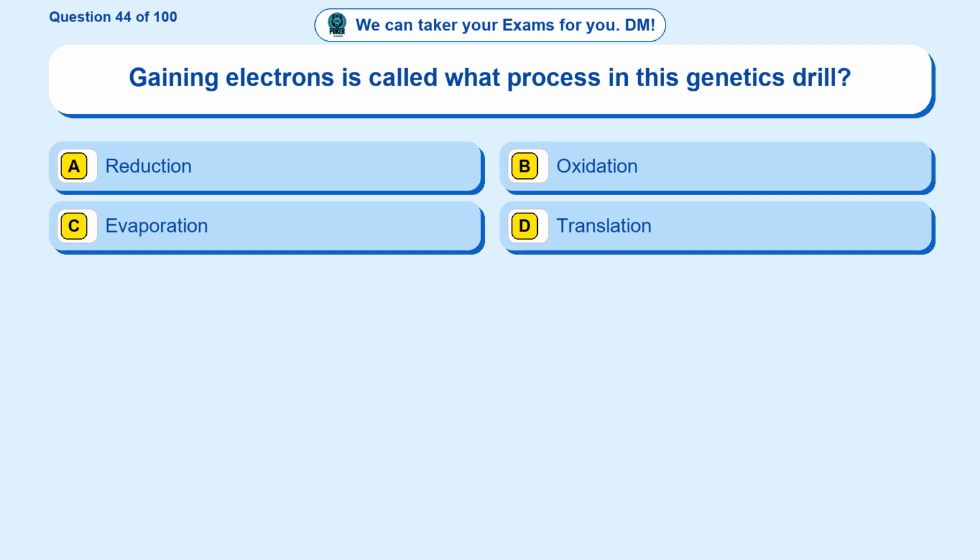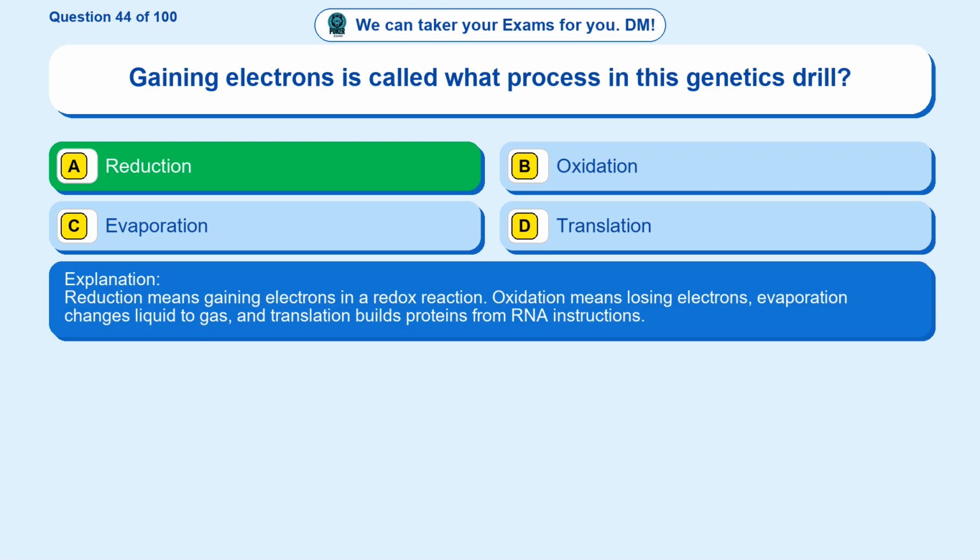Question 44. Gaining electrons is called what process in this genetics drill? Option A reduction. Option B oxidation. Option C evaporation. Option D translation. The correct answer is option A. Reduction. Reduction means gaining electrons in a redox reaction. Oxidation means losing electrons, evaporation changes liquid to gas, and translation builds proteins from RNA instructions.